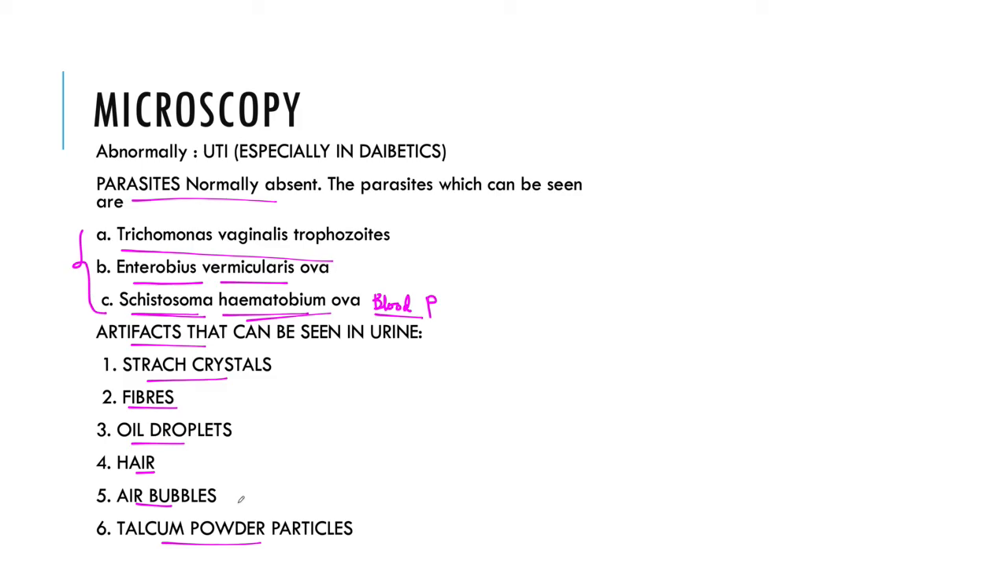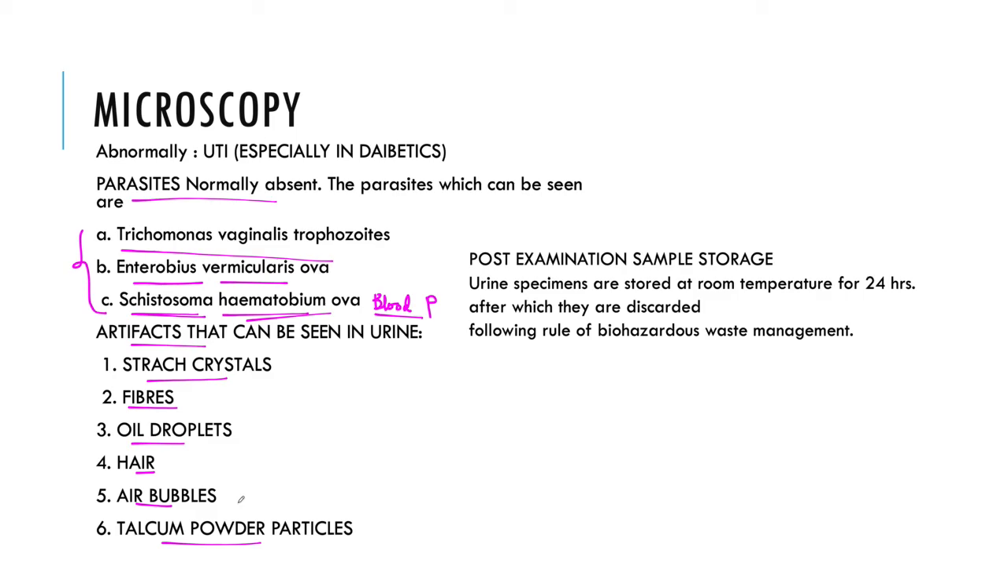And the last part, the post-examination sample storage. Urine specimens are usually stored at room temperature for 24 hours, after which they are discarded following the rules of biohazardous waste management. That means when the urine is discarded, the biohazardous waste management rules should be followed, because if the patient's urine contains any kind of infectious disease, it should not be transmitted in our society. So before discarding the urine sample, the biohazardous waste management rules should be followed.